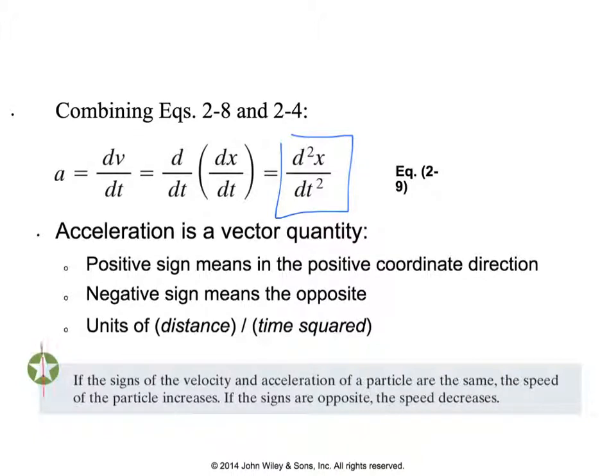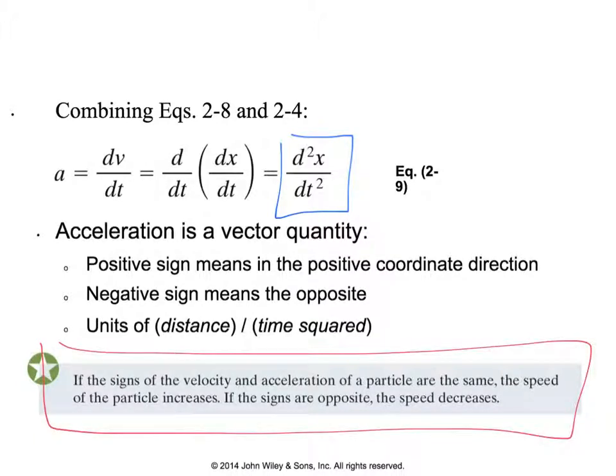This last note here is very important. If the sign of the velocity and the acceleration of a particle are the same, then the speed is increasing. So a particle is speeding up when the signs are the same. Whereas if the signs are opposite, the speed is decreasing.